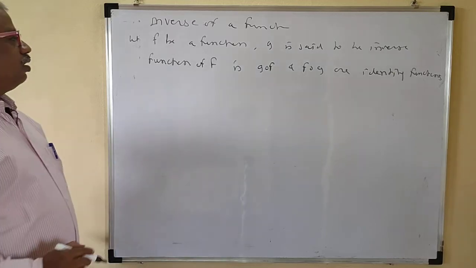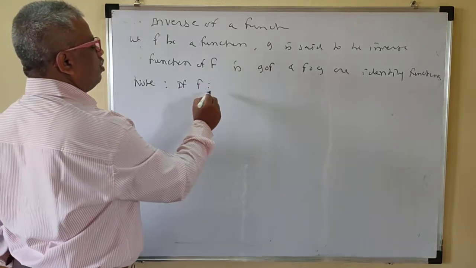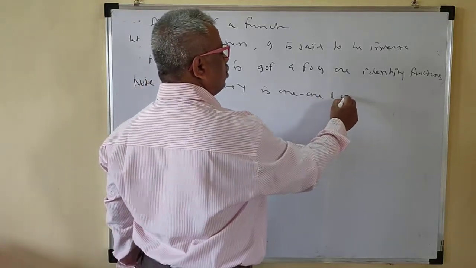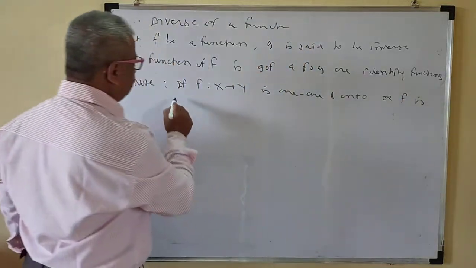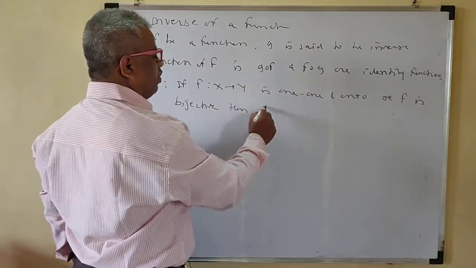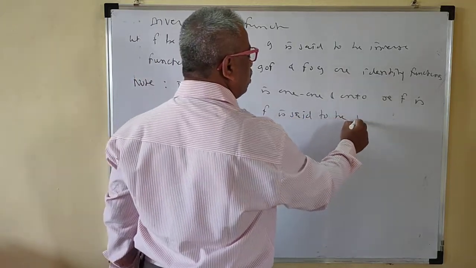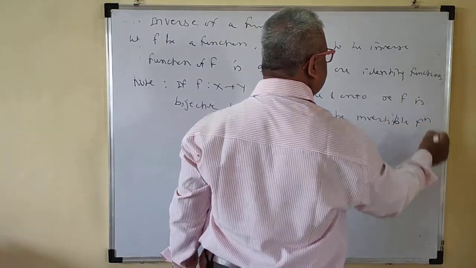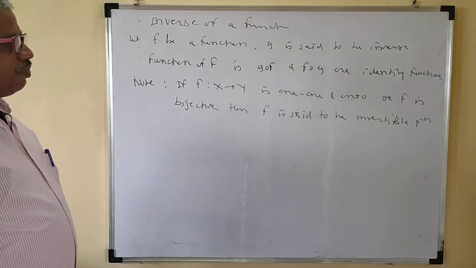Okay, so note: if f from X to Y is one-one and onto, that is, f is bijective, then f is said to be an invertible function. Okay, so these are the types of the functions.